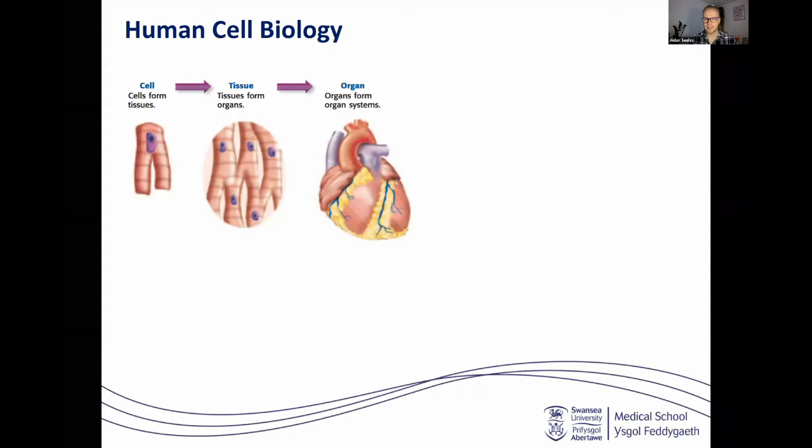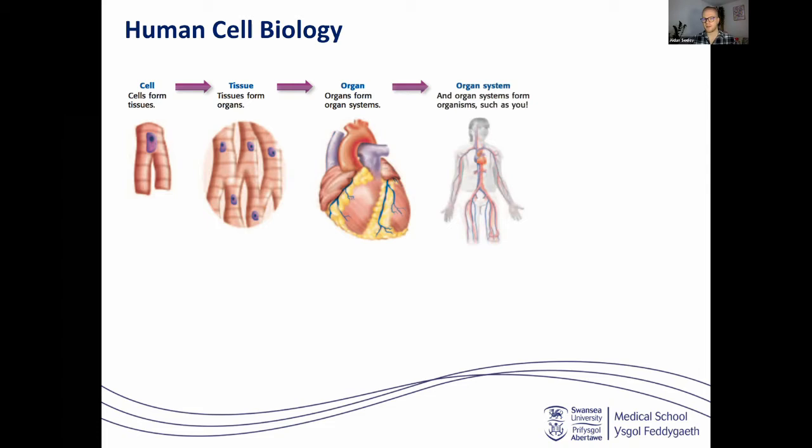So in this example here, we've got a cell such as a cardiomyocyte. It's a very specific muscle cell found in things like the heart, the cardiovascular system. Those then form muscle tissue, and those muscle tissues then form the organ, such as the heart. And then you get the formation of the organ system. So you've got the heart, but then you've got the cardiovascular system.